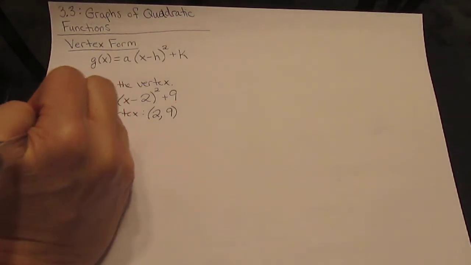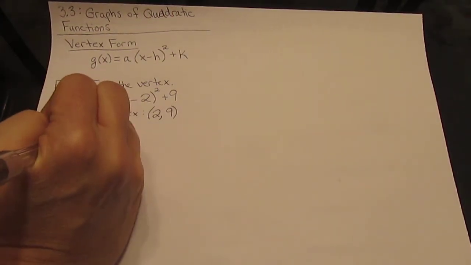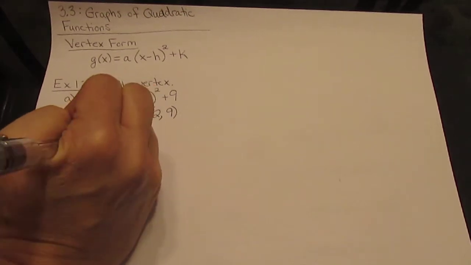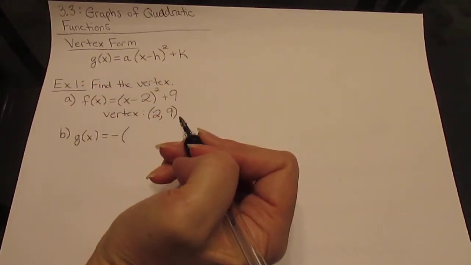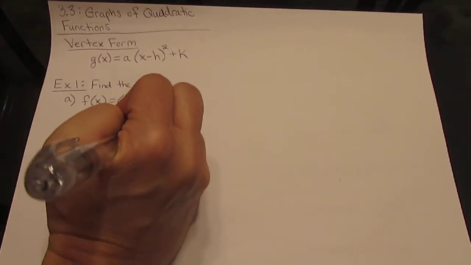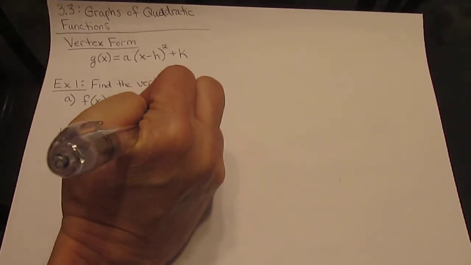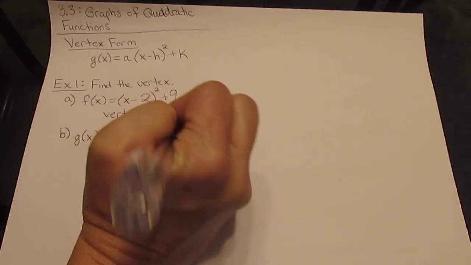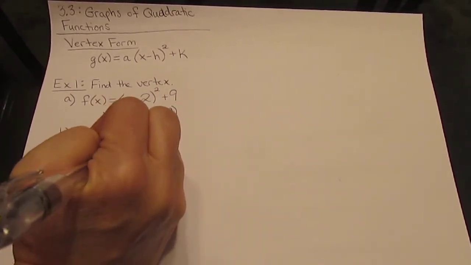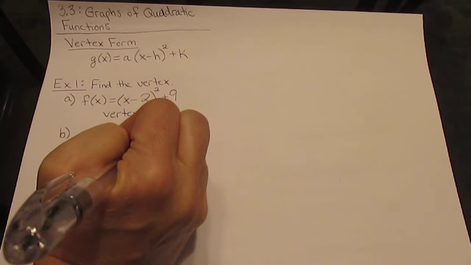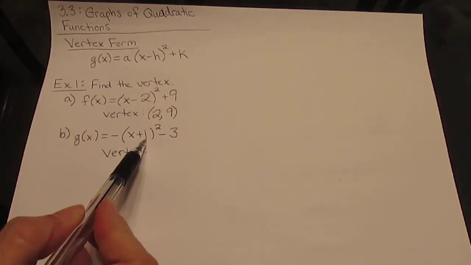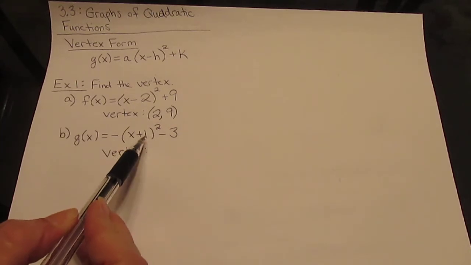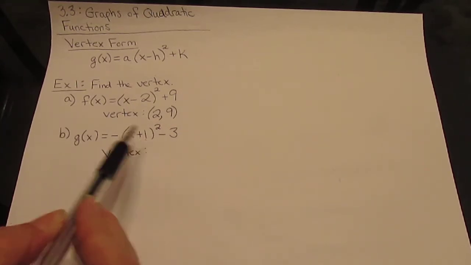Let's put down one more example, part B. I've got g of x equals negative the quantity x plus 1 squared minus 3. For the vertex, again, look inside the parentheses. My vertex, we're going to change the sign, so it's going to be a negative 1.